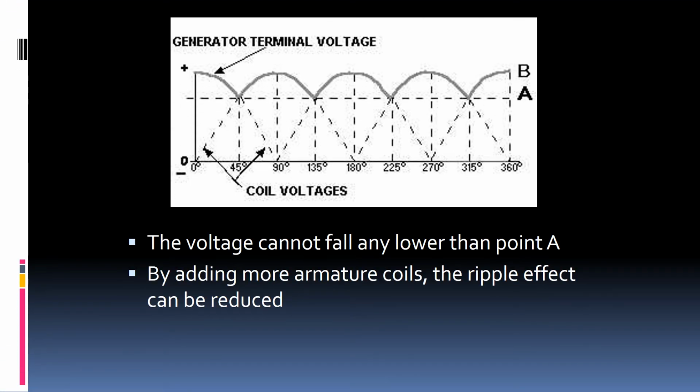So this graph shows the ripple effect of the voltage when two armature coils are used. Since there are now 4 segments in the commutator, and since there are only 2 brushes, the voltage cannot fall any lower than point A. Therefore, the ripple is limited to the rise and fall between point A and B on the graph. By adding more armature coils, the ripple effect can be further reduced. Decreasing the ripple in this way increases the effective voltage of the output.